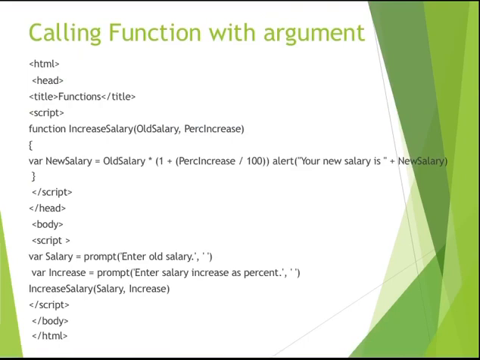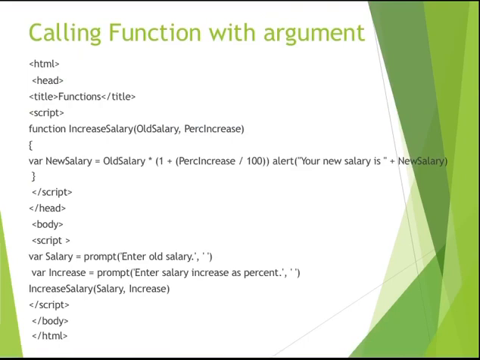After the newSalary variable is declared and the formula is written as oldSalary into 1 plus percentIncrease divided by 100, close both the circular brackets, then press enter and write alert on your new line. So what is your alert? Whatever text you want to display, you write it in the alert box: "Your new salary is" plus the value of newSalary. So this is the formula. Here we have two arguments, oldSalary and percentIncrease, whose values we are going to give when we call the function.